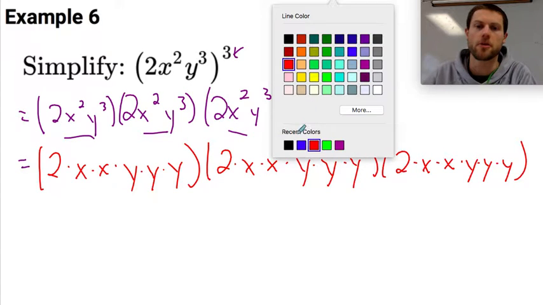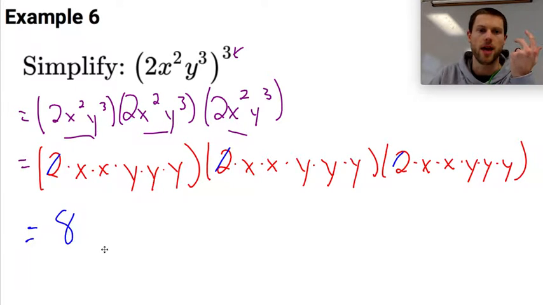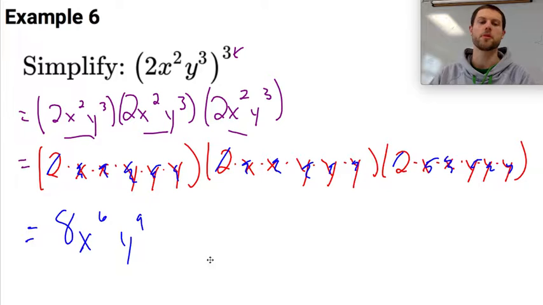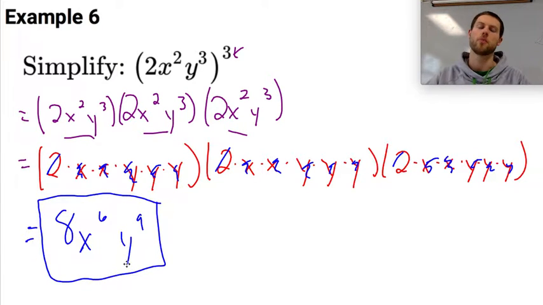So let's multiply all the numbers together. I've got 2 times 2 times 2. So 2 times 2 is 4. 4 times 2 is 8. So this is going to be 8. Now let's take care of the x's. 1, 2, 3, 4, 5, and 6. This will be x to the 6th power. 1, 2, 3, 4, 5, 6, 7, 8, 9. 9 of these y's being multiplied together. This is 8x to the 6th y to the 9th power.